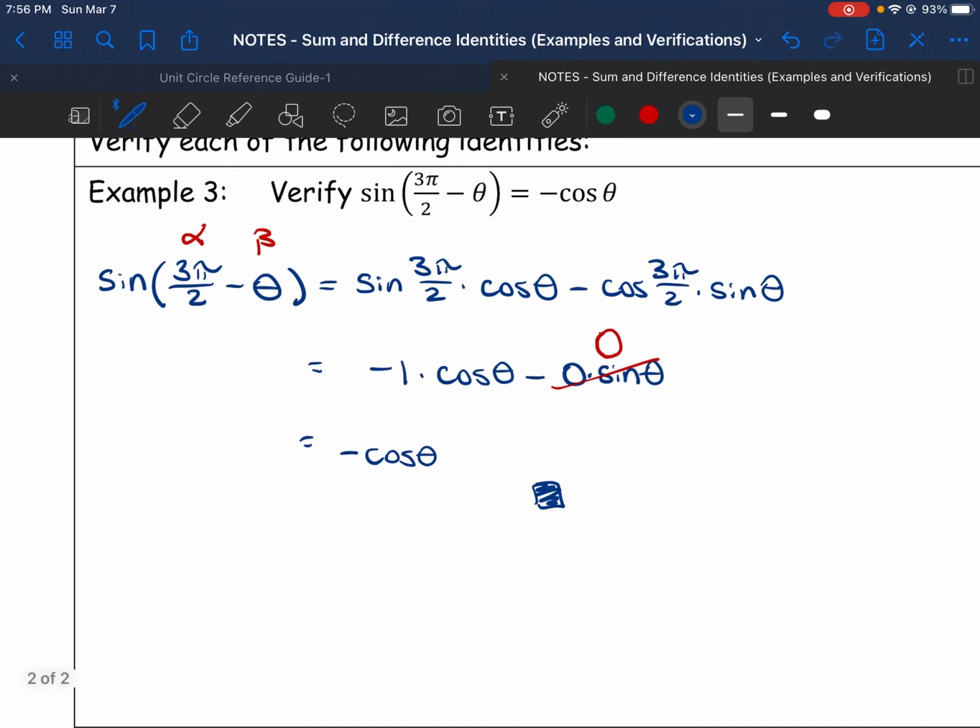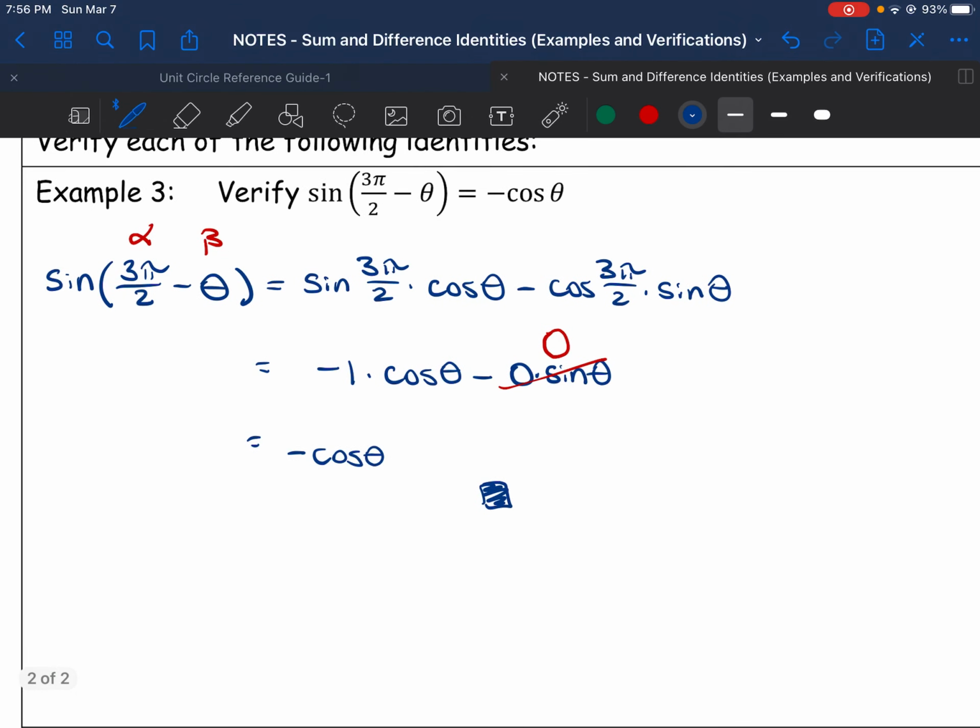In example 4, I encourage you to go ahead and try it on your own. You might have seen little glimpses of it here. We already had the work shown, but I would encourage you to pause the video and try it out on your own. Again, it's not going to be a very difficult verification. It's going to follow pretty much the same flow of logic, but give that one a try, then unpause it in just a second and see if you got it correct.